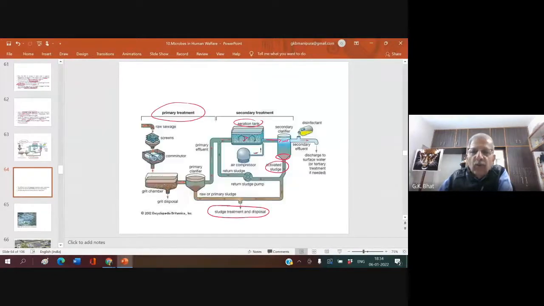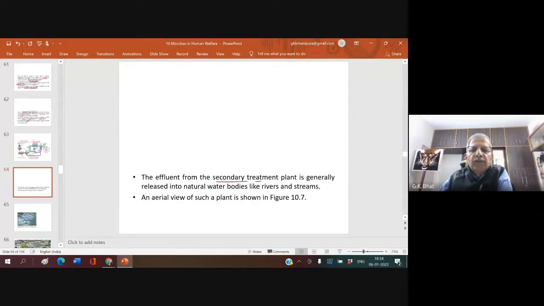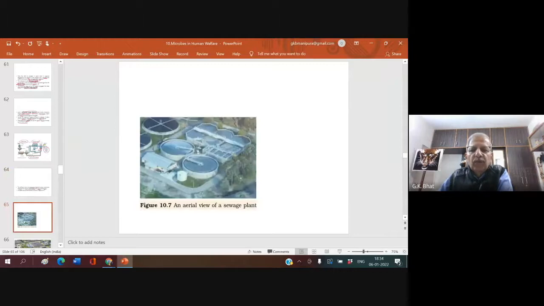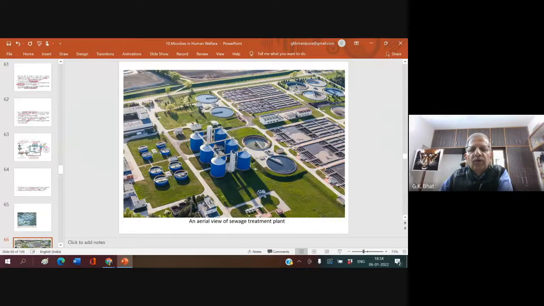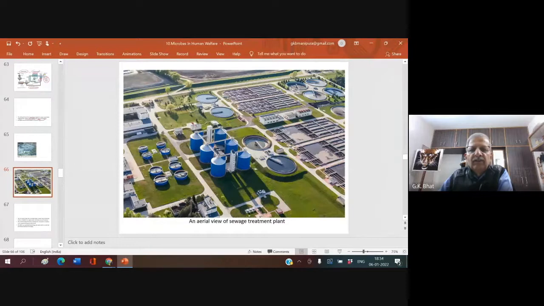Now, the effluent from the secondary treatment, this is actually pure water. This water can be used for agriculture purposes. The effluent from the secondary treatment plant is generally released into natural water bodies like rivers and streams, and can be used for agriculture. And this is the aerial view of a sewage plant, which you see in big cities, sewage treatment plants. Okay, is it understood?